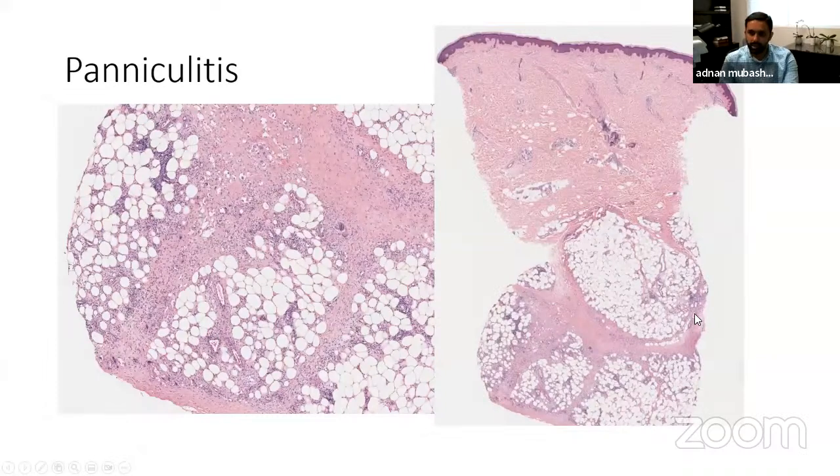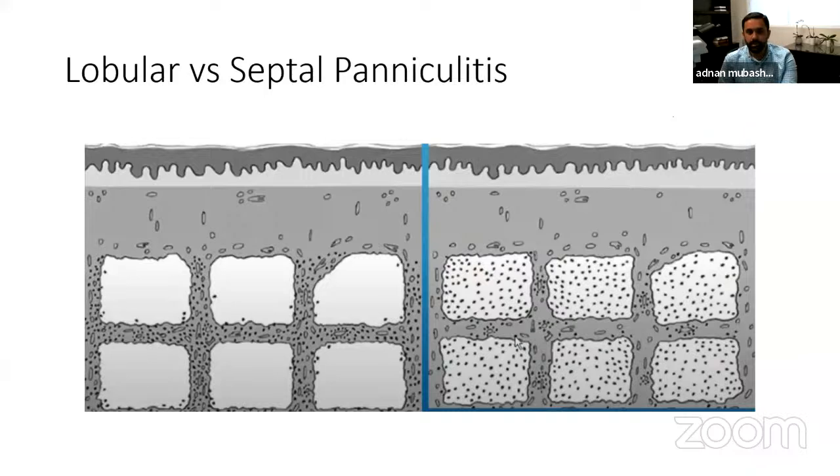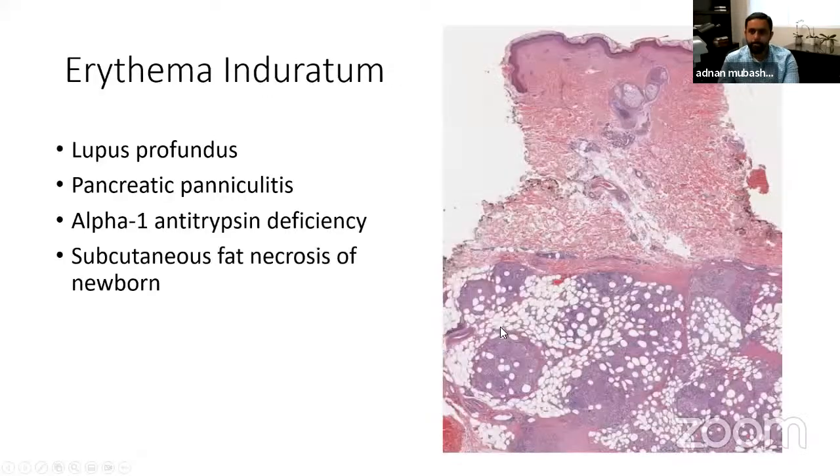So in panniculitis, you will have either septal inflammation or lobular inflammation. Lobules are these fat lobules, and septi are this fibrous tissue that is containing the fat lobules. This is a very nice diagram giving you the concept of septal versus lobular panniculitis. In septal, the inflammation is more or less confined to the septum, and in lobular, you have inflammation within the lobule. And depending on that, your differential is obviously different.